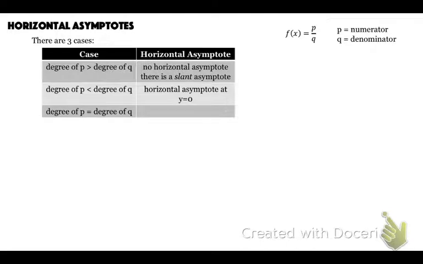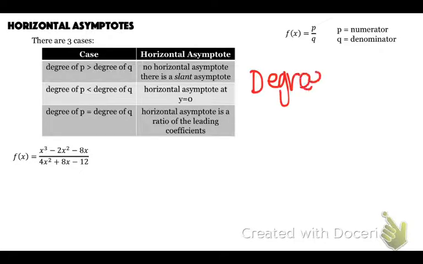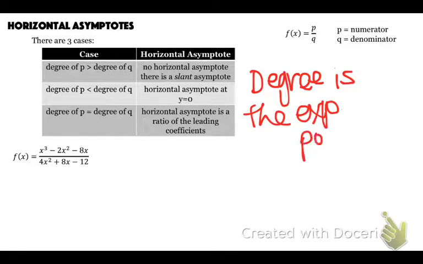If the degree of p is less than q, then you have a horizontal asymptote at y equals 0. Okay, and if the degree of p is the same as the degree of q, then the horizontal asymptote is the ratio of the leading coefficients. And I'm going to go through an example of each of these so you can kind of see what I mean. And remember, degree is the highest exponent power. Okay, that's a good thing to write down. Degree is the highest exponent power.